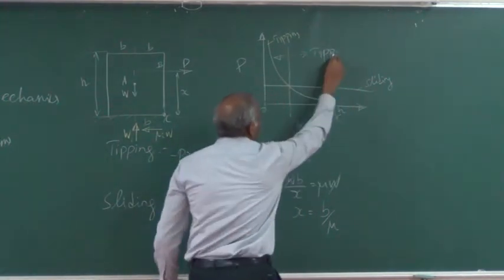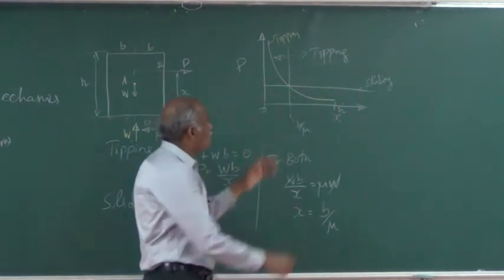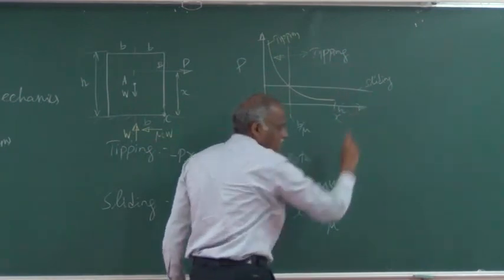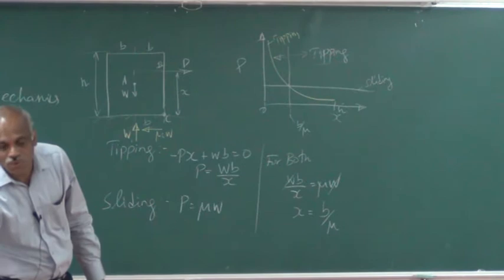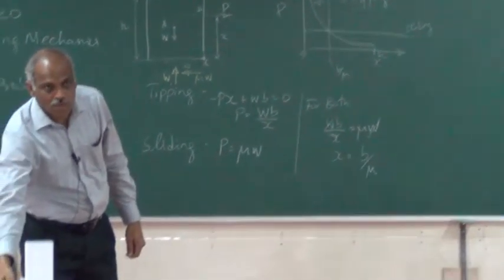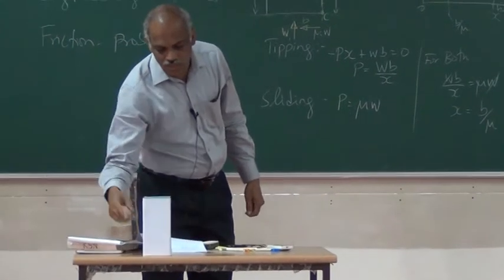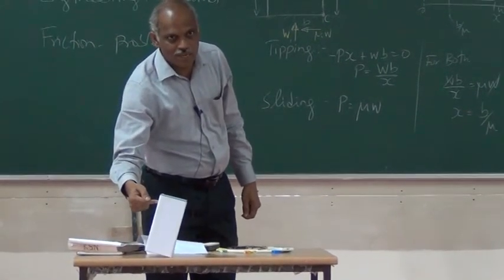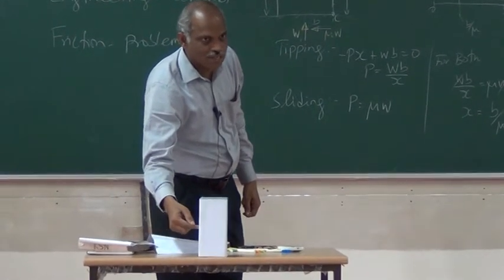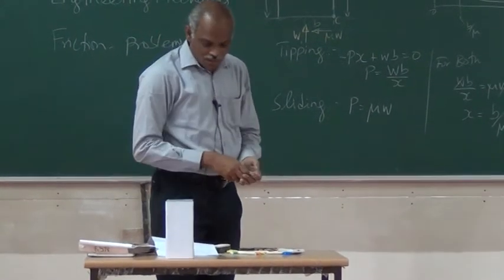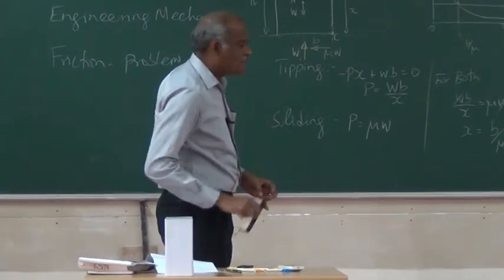So tipping will occur in this region. That is the idea you can see here. If I apply the force at the bottom point, most likely it will slide. If you apply it at a higher level, it will tip. So x is the point at which both will occur simultaneously. That is the problem statement that we discussed.